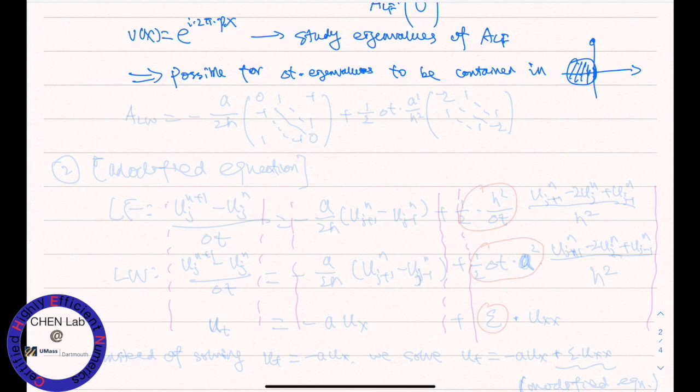The matrix A for Lax Wendroff now becomes, again, it starts with the same guy for the first scheme, A over 2H, with 0, 0, and 1, 1, -1, -1, and here -1, 1. And what we're adding, instead of 1 over 2 delta t, we're going to get 1 over 2 times delta t, and then a squared over h squared times this guy: -2, -2, 1, 1, 1, 1.